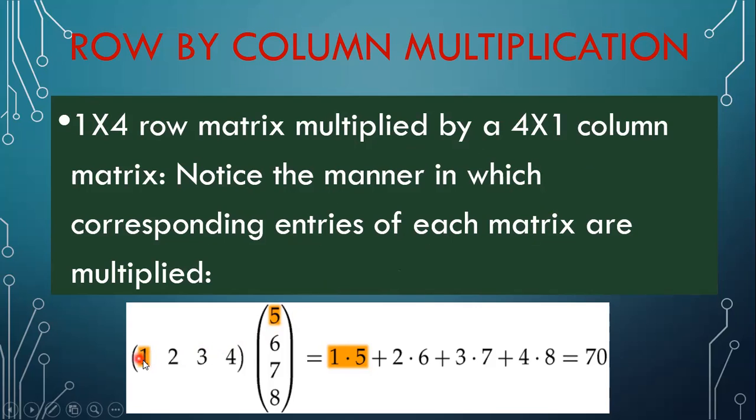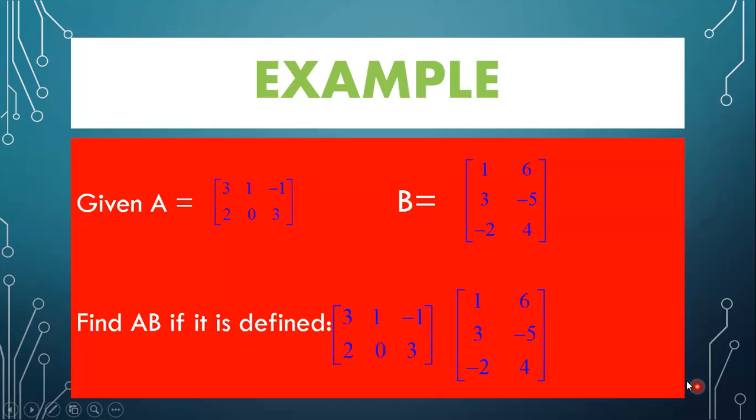So when we are multiplying, we multiply a row with a column. The 1 will multiply with the 5, and this will be 1 times 5. A dot here means we are multiplying. 2 with a 6, that is 2 times 6. 3 with a 7, 3 times 7. Then 4 with an 8, that is 4 times 8. We add up the results that we get after multiplying each row with a column, and the answer will be 70, as you can see here.